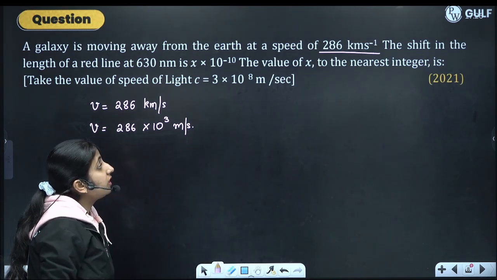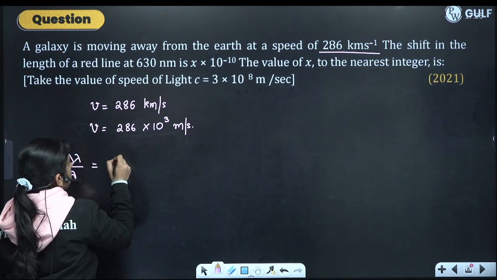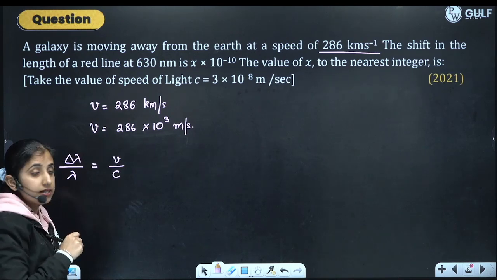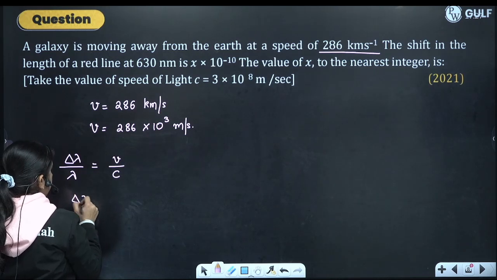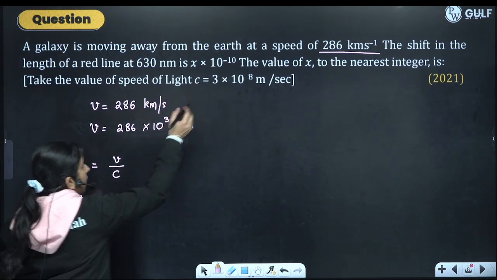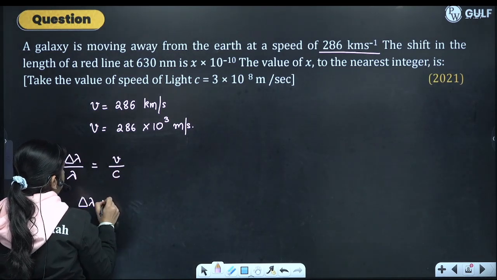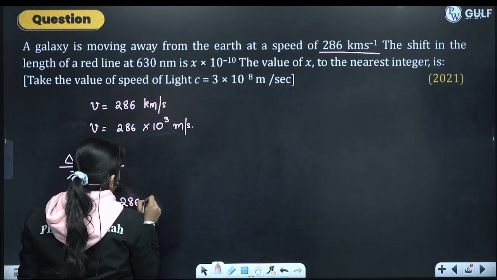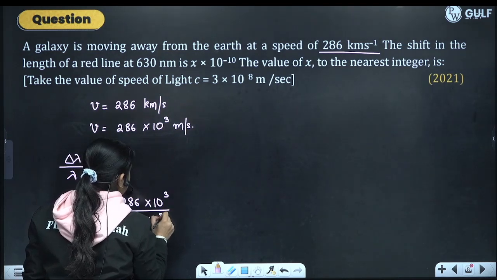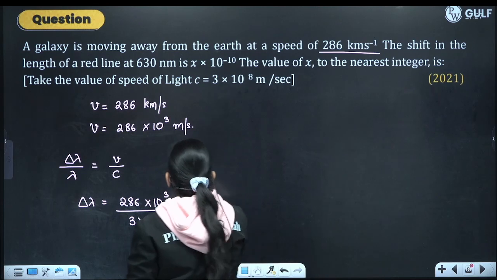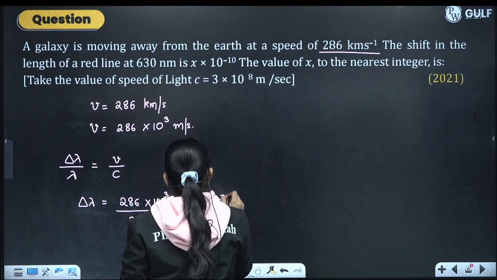The value of x to the nearest integer is: we know that using Doppler, delta lambda by lambda is equal to v by c. Shift is given as x into 10 raised to the power minus 10. Find delta lambda, this is in meters. Delta lambda will be equal to, what is v? It is 286 into 10 raised to the power 3 divided by 3 into 10 raised to the power 8 meter per second, multiplied by lambda, that is 630 nanometers into 10 raised to the power minus 9.